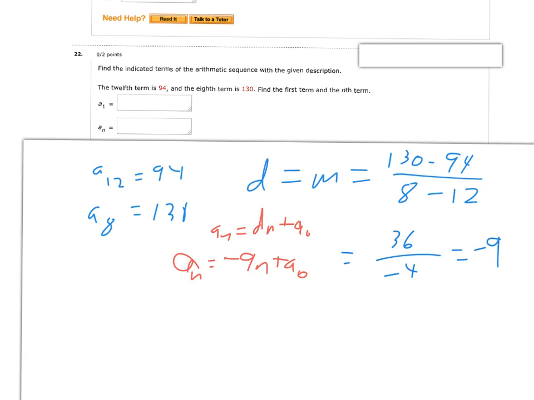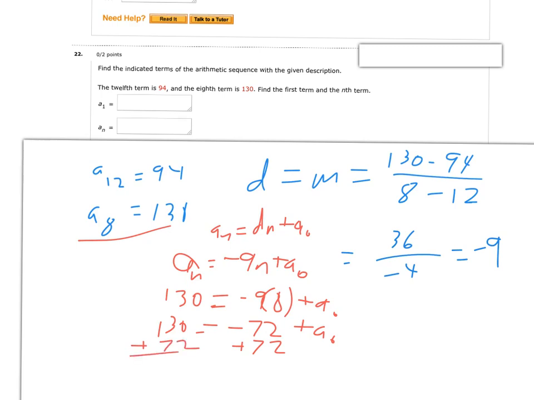Since I know the common difference, I plug that in. Now I'll plug in just either one of these points. I'll go ahead and use the second one since that 8 is smaller and that's when I'll have to be multiplying. You could use either one though, get the same answer. So I'll multiply that in there. And then that gives me -72 plus a sub 0. And so then I'll add that 72 over. That'll give me 202 equals a sub 0.